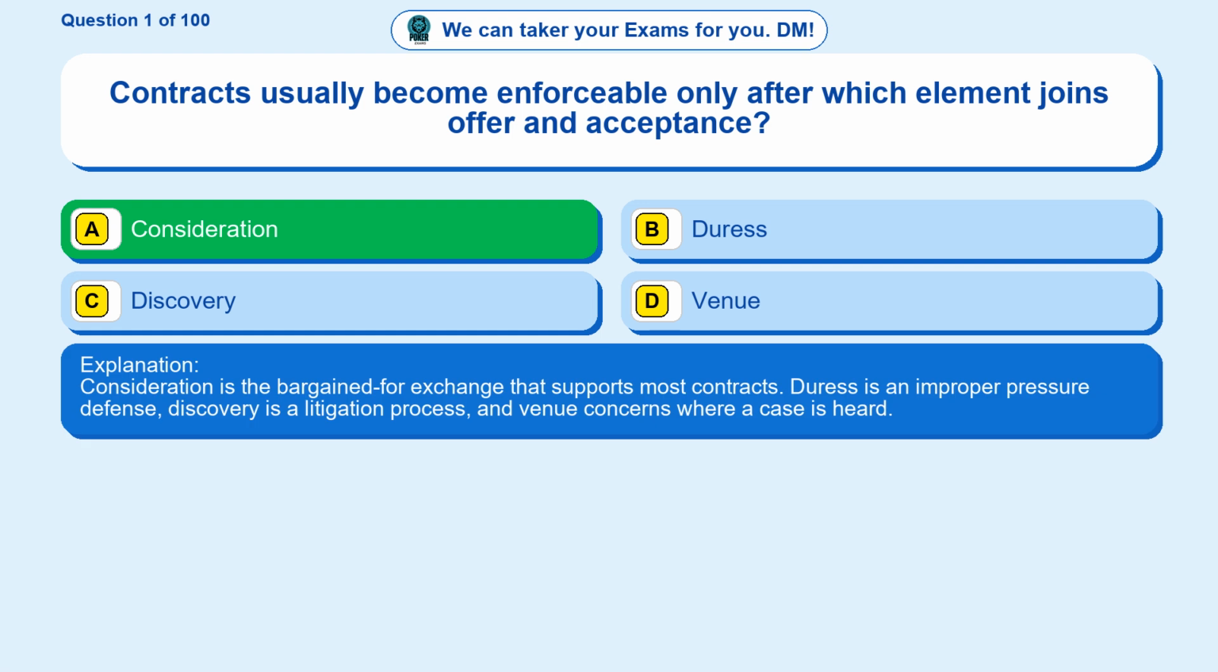Consideration is the bargain for exchange that supports most contracts. Duress is an improper pressure defense, discovery is a litigation process, and venue concerns where a case is heard.